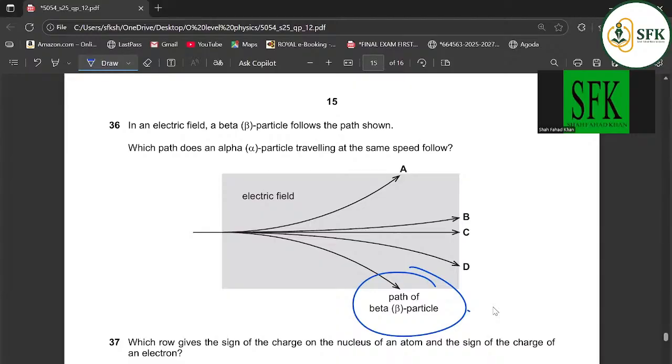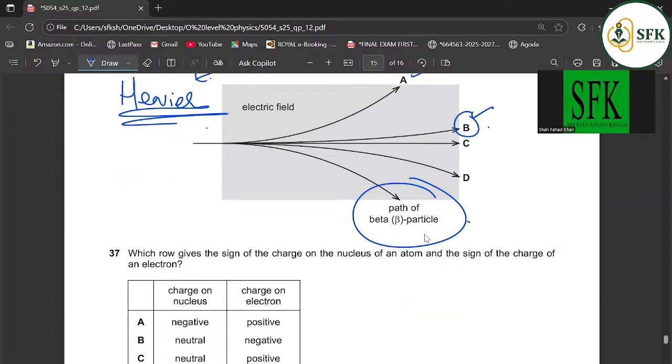So, if this is the beta particle, then the alpha particle has to be exactly opposite of that. Now, it can either be A, it can be B as well. Which one should we go with? Because the alpha particle is a lot heavier than the beta particle, it will deflect less, right? So B would make more sense, not A.